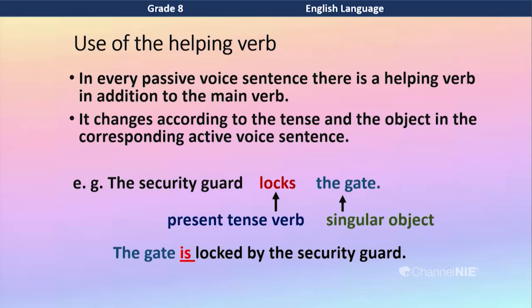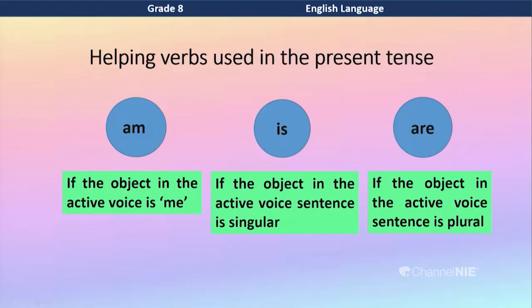So, the sentence is constructed in this way. The gate is locked by the security guard, right? These are the helping verbs that we use in the present tense. What are the three words that we use, miss? Am, is, are. Yes, am, is, are, right?